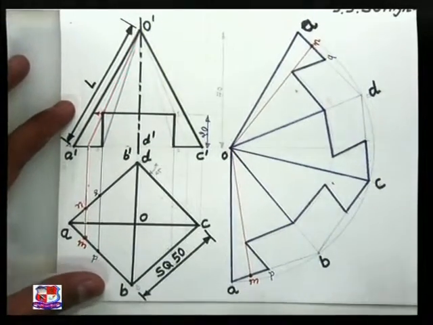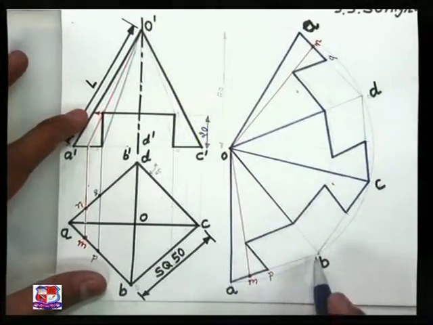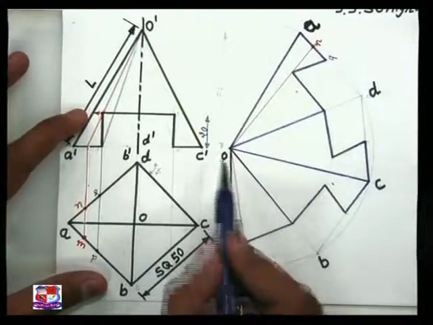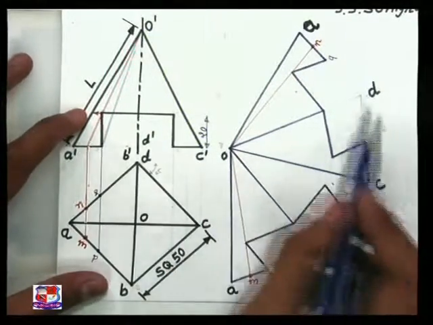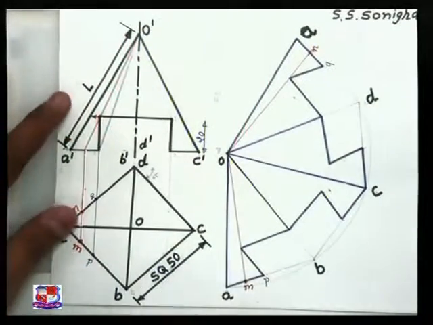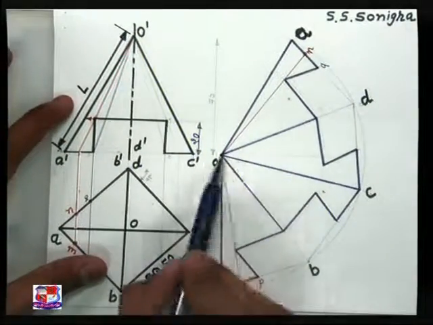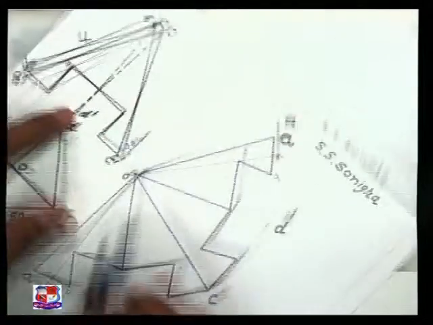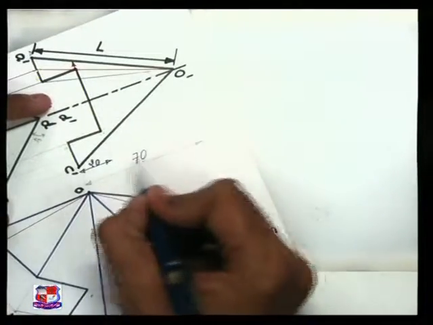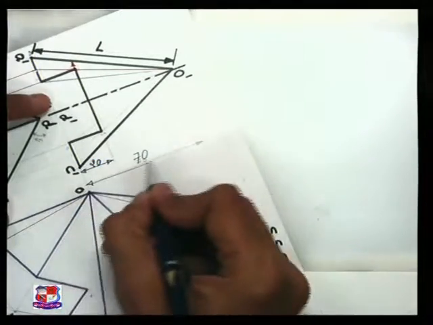Here 4 triangles are seen. OAB is one triangle, OBC the second, OCD the third, and OD and back to A the fourth triangle. The height of this triangle is not equal to this. Here the height of this pyramid is given as 70 mm.